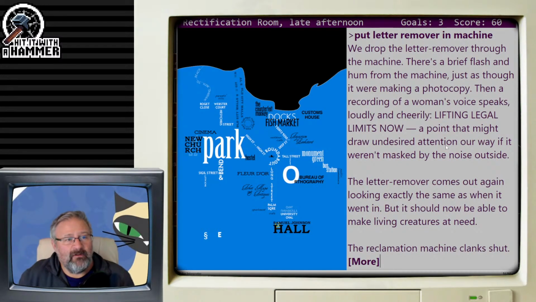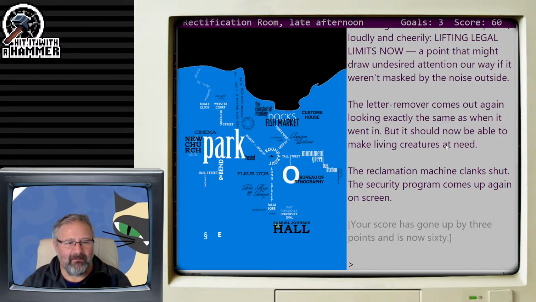We drop the letter remover through the machine. There's a brief flash and hum from the machine, just as though it were making a photocopy. Then a recording of a woman's voice speaks loudly and cheerily, lifting legal limits now. A point that might draw undesired attention our way if it weren't masked by the noise outside. The letter remover comes out again looking exactly the same as when it went in, but it should now be able to make living creatures at need.